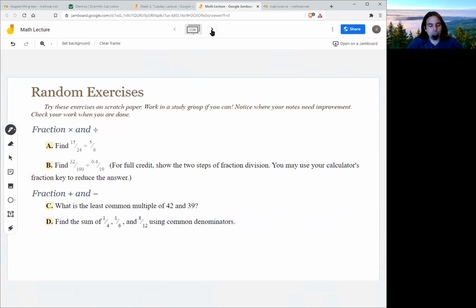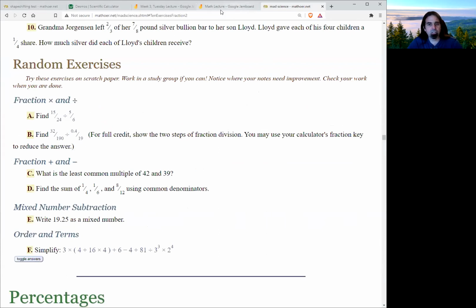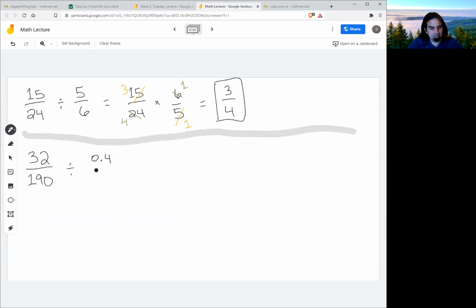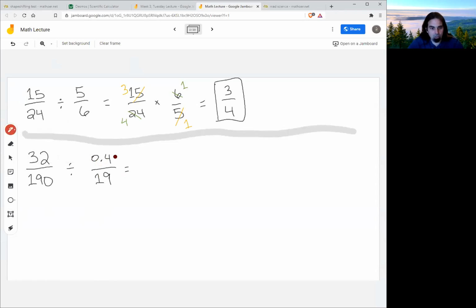Okay, tricky: 32 over 190 divided by 0.4 over 19. We have seen a decimal inside a fraction once before in the past 2 weeks. How did we get rid of the icky decimal inside a fraction? We multiplied by 10, I think. Yes. You can think of it as times 10 top and bottom. You can think of it as just a decimal point scoot, because that's the same thing.